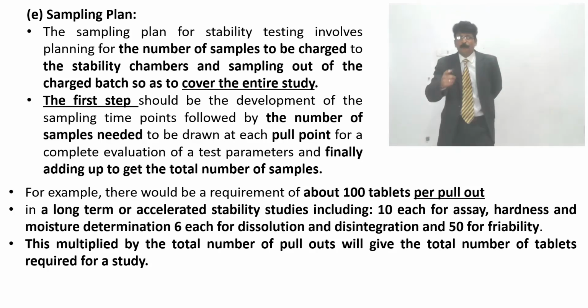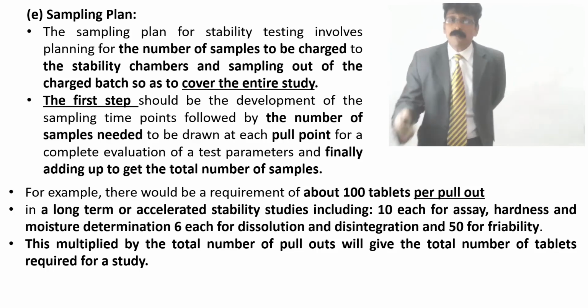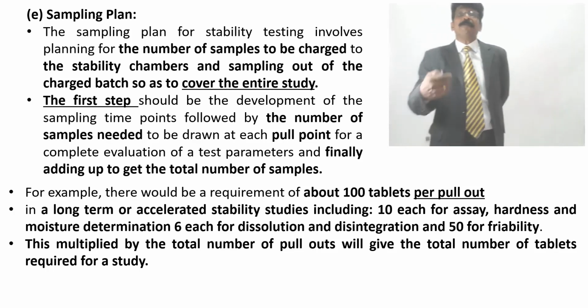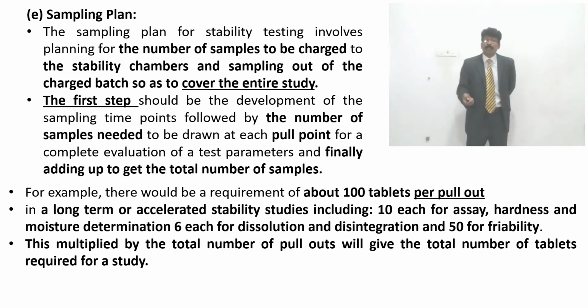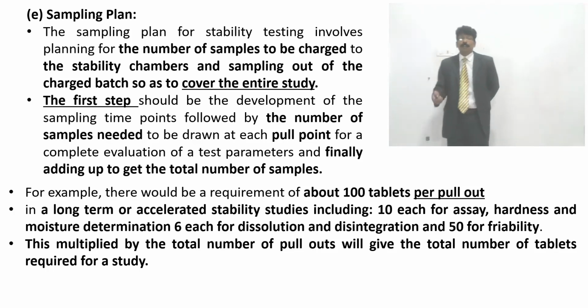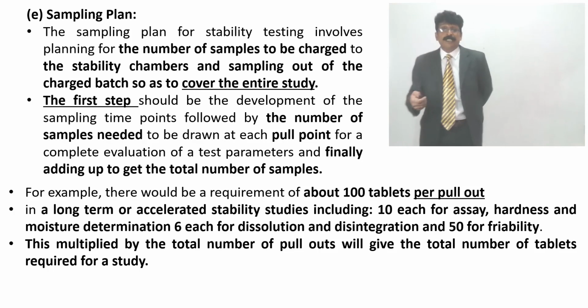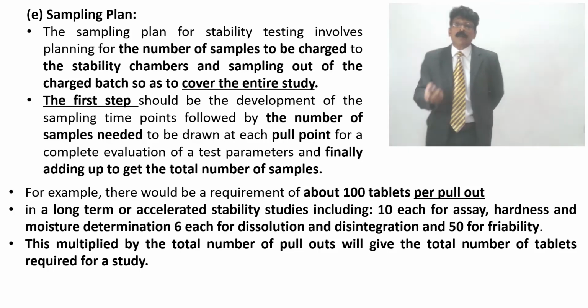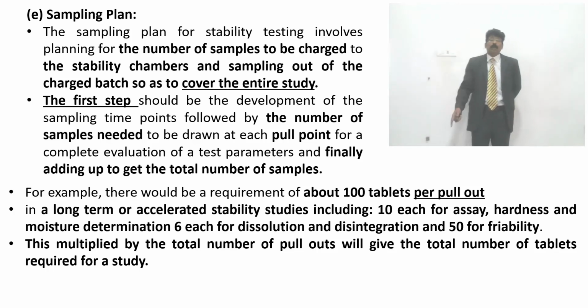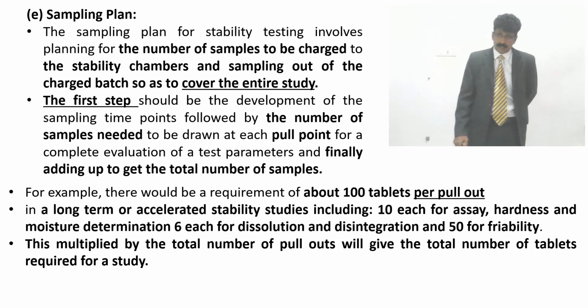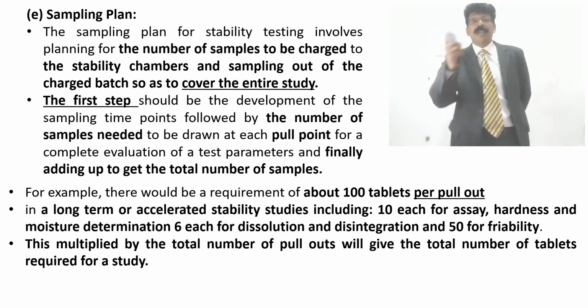For one formulation, there will be different types of stability tests, different requirements by quality control or quality assurance. So according to the sampling, the number of samples to be taken, multiplied by the total number of pull outs you have taken, will give you the total number of tablets required for a study. So there is some calculation which tells you how many tablets you have taken.